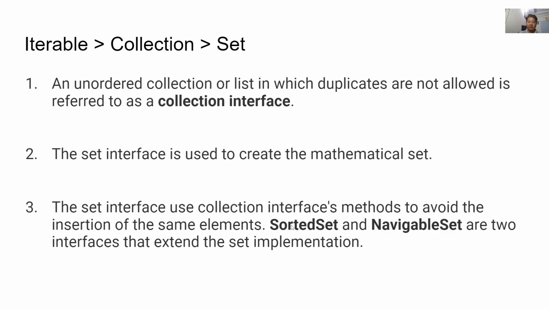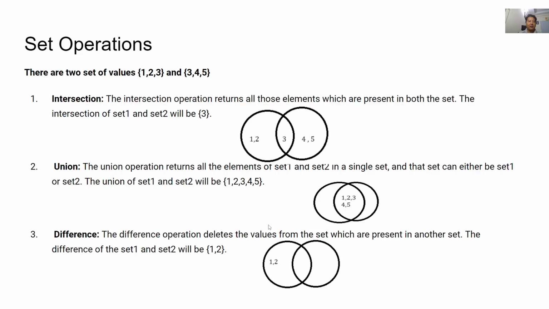And the set interface has the sorted set and the navigable set that you could use as an implementation of the set interface. There are certain operations that you could run on the set. Let's say there are two sets of values, 1 2 3 and 3 4 5. If you do the intersection of both of them, you will get the value 3. If you do the union of them, you will get all values, with the common value 3 appearing once. And if you do the difference between the two sets, you will get 1 and 2, and 3 4 5 will be removed.